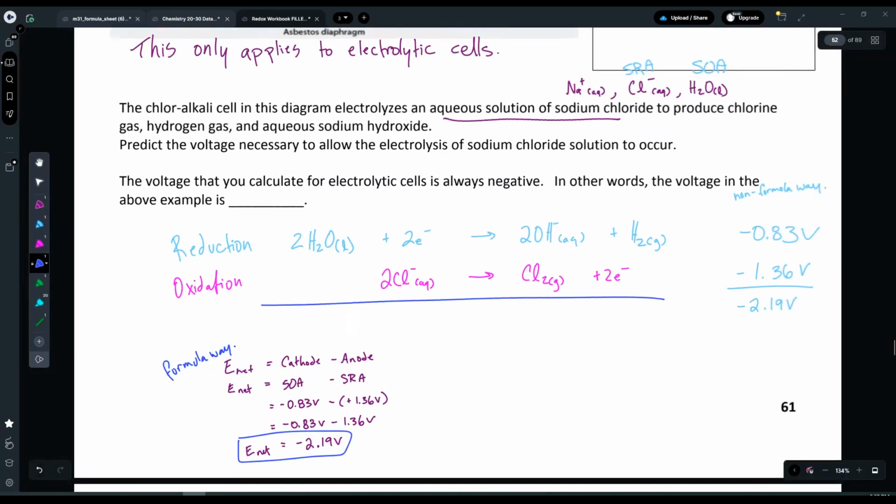I'm not writing the net reaction for this because the question didn't ask me to write the net reaction here, but I did just want to write out what the reduction reaction was and what the oxidation reaction was that we were using.